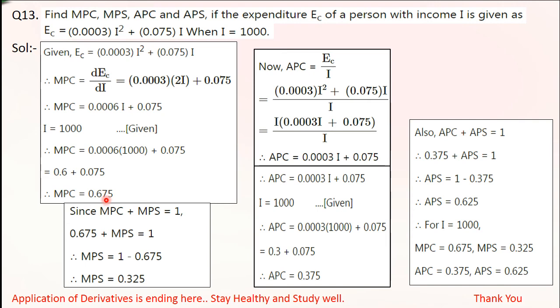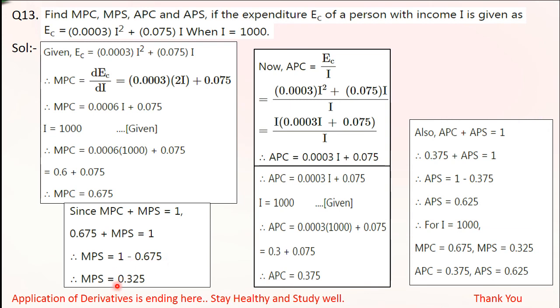Now we have one relation: MPC plus MPS is equal to 1. That is, MPC is 0.675 plus MPS is equal to 1. So MPS, that is marginal propensity to save, is equal to 1 minus 0.675, that is equal to 0.325.